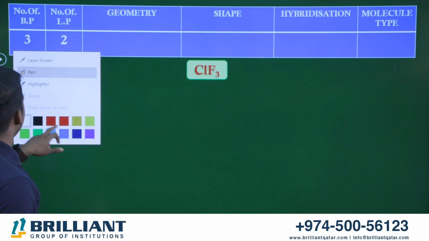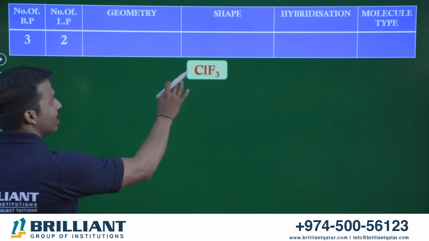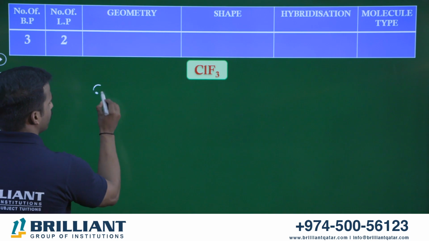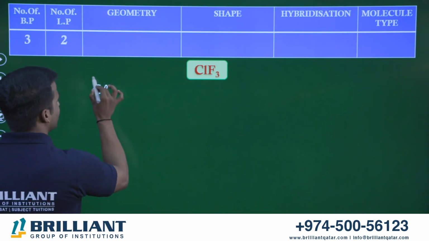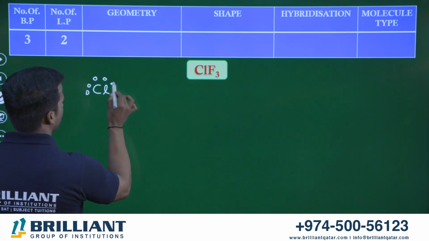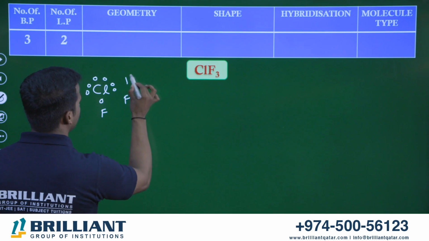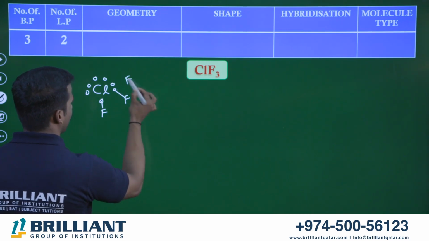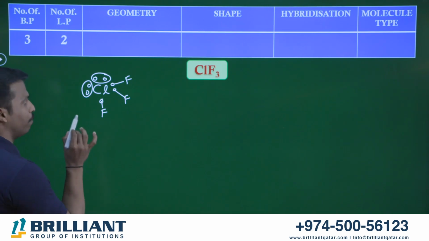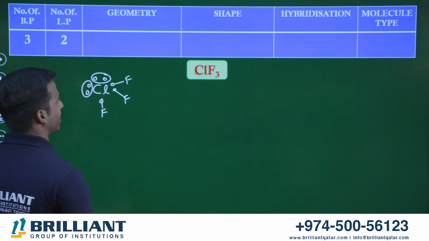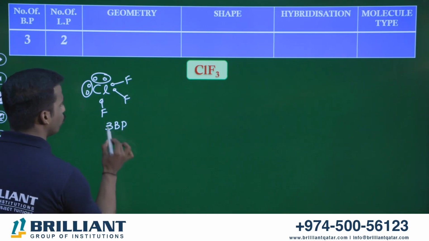If the system contains 3 bond pair and 2 lone pair, what is the geometry and shape? For example, ClF3. I am taking chlorine as the central atom. You know, chlorine is a halogen. Its valence electron is what? 7. It is surrounded by 3 fluorine atoms. Each fluorine needs 1 electron. Okay, let them take. Calculate, dear all of you, the total bond pair and lone pair on the central atom chlorine. There are 3 bond pair and 2 lone pair.